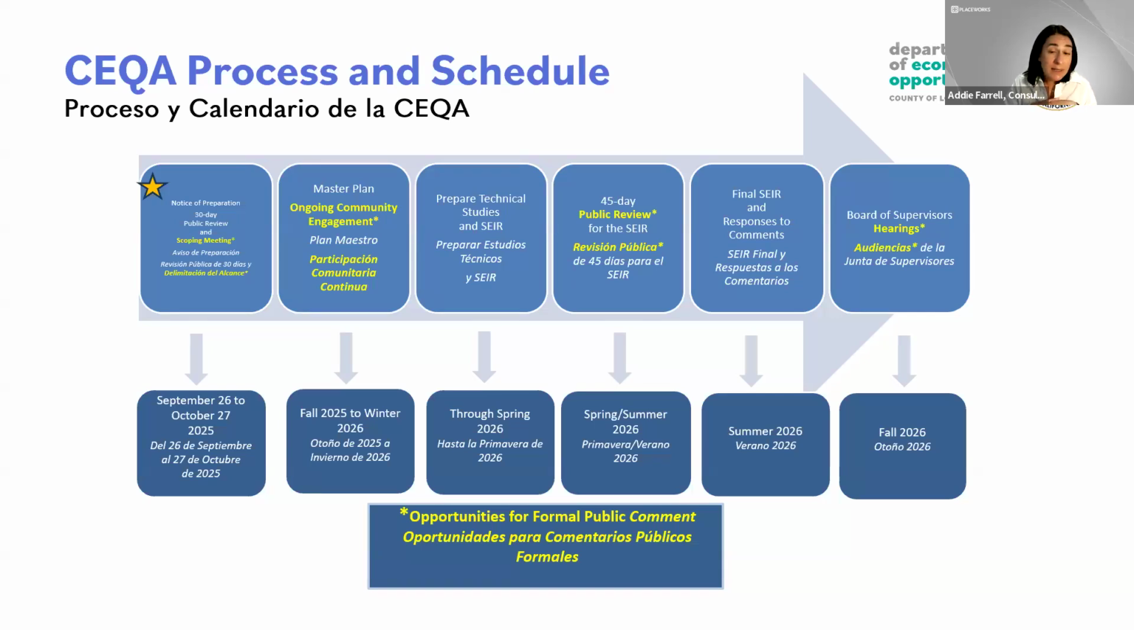At that point, once it's complete, all of that information, the draft EIR, all of your feedback tonight through this process, as well as the county's responses to comments, will be presented to the County Board of Supervisors, and they will utilize this information in their determination as to whether or not to approve the master plan, the community benefits agreement, and certify the EIR. And that is currently scheduled for fall of 2026.